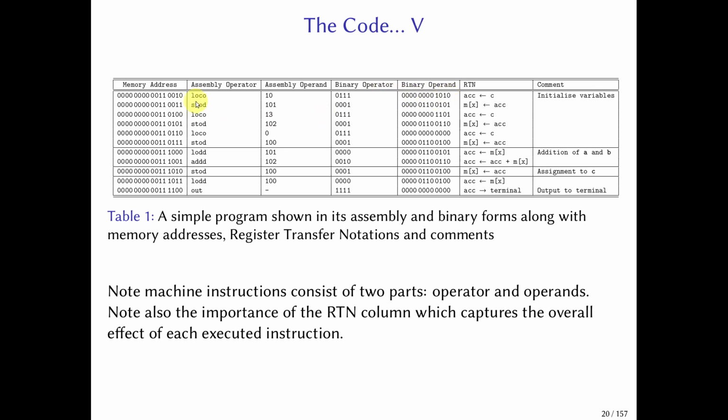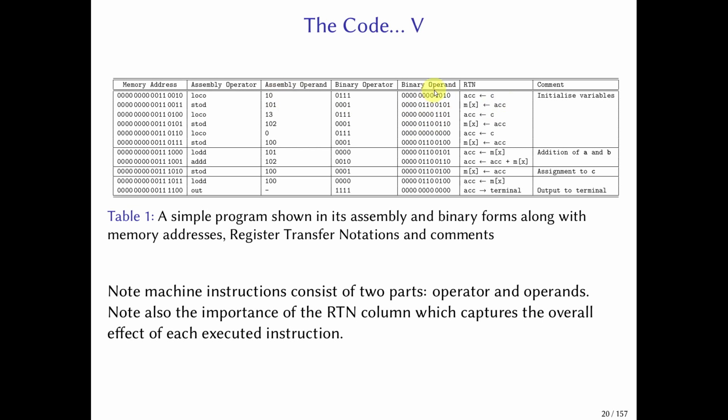Now you can see that our instruction is loco 10, so the first 4 bits are 0111, and that's the binary representation of the operator part of this instruction. And then if we look at the remaining 12 bits, you can see that the final 4 digits are 1010, which of course is the binary representation for the decimal value 10.